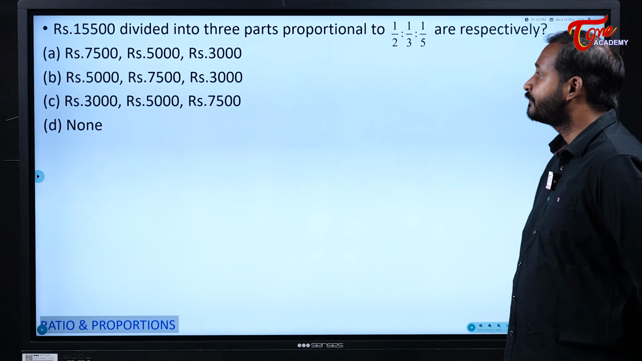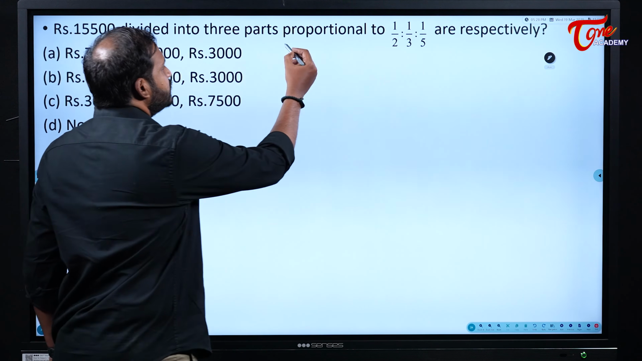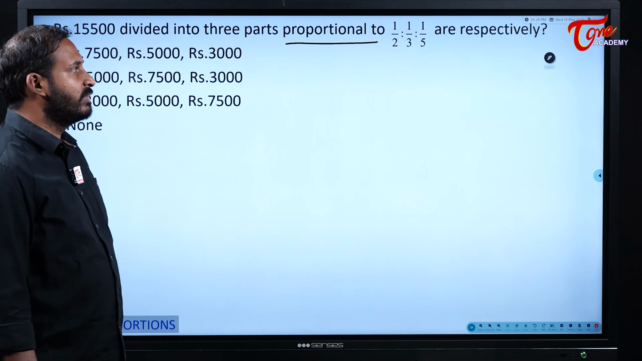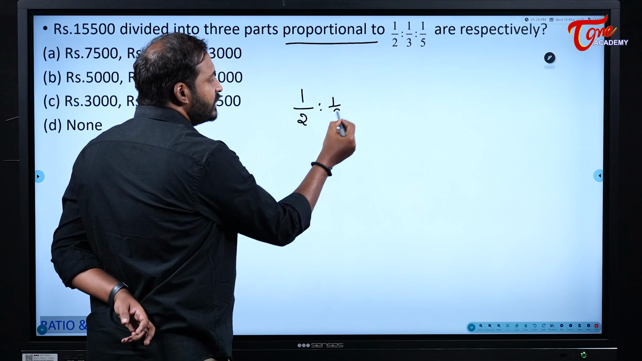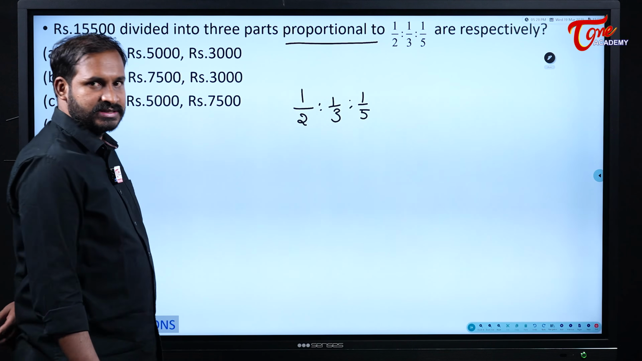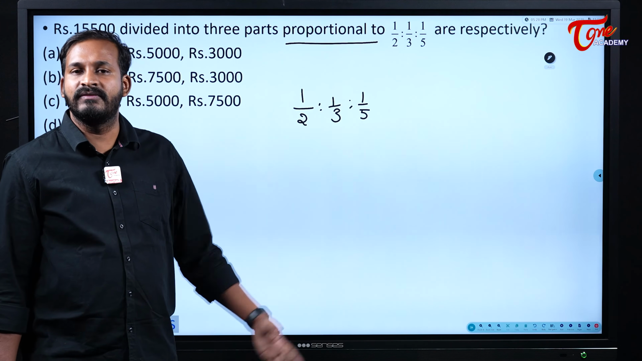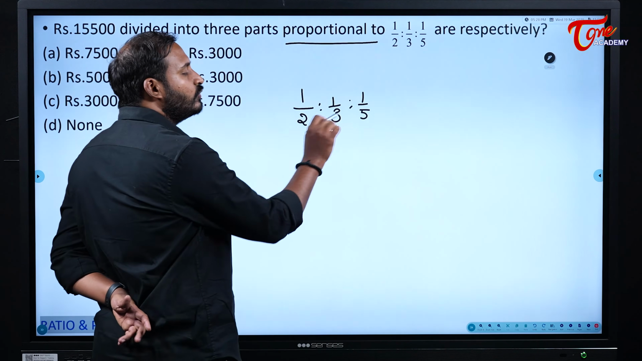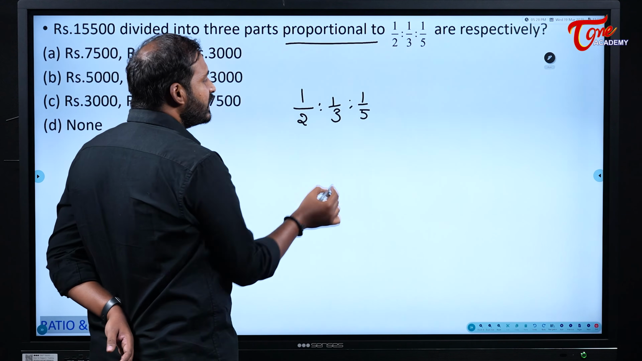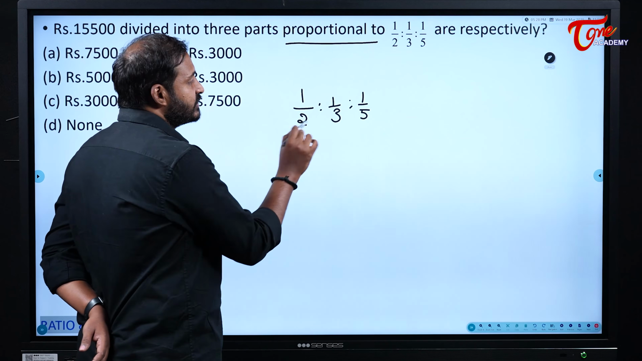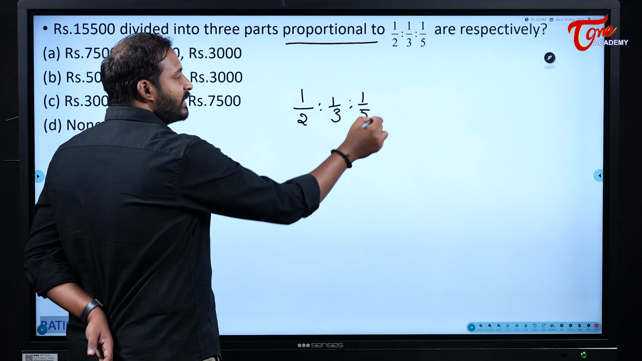Next one. Rupees 15,500 is divided into 3 parts proportional to 1/2, 1/3, 1/5 respectively. In what ratio do I need to divide? Already we discussed: whenever we have fractions in the form of p by q, we take the LCM of the denominators and multiply with the ratio. What is the LCM of 2, 3 and 5? All three are prime numbers, so their product becomes the LCM. 2 3s are 6, 6 5s are 30. So I will multiply 30 to all the numbers.